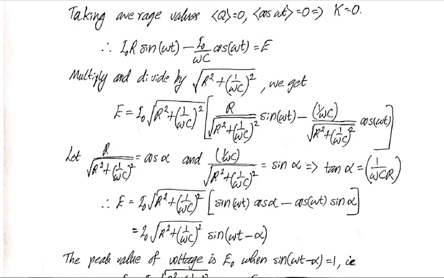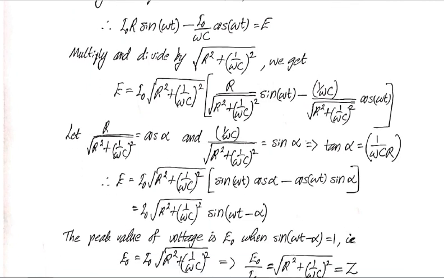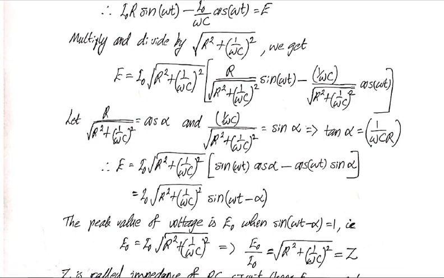Now the peak value of voltage, the voltage is maximum when sin omega t minus alpha is maximum. It will be maximum when it is equal to 1. So the peak value of voltage will be equal to E0 equal to I0 into root of r square plus 1 by omega c whole square. So this is the amplitude of the voltage. Representing this amplitude part as E0, we get the quantity E0 by I0 is equal to root of r square plus 1 by omega c whole square.